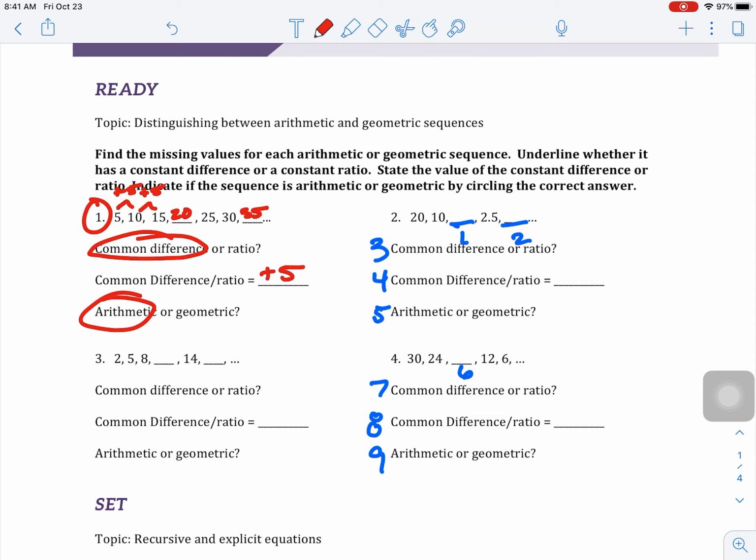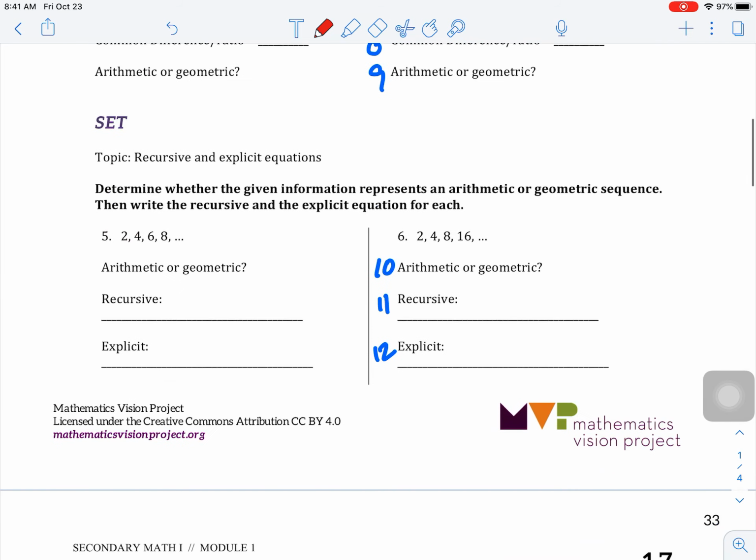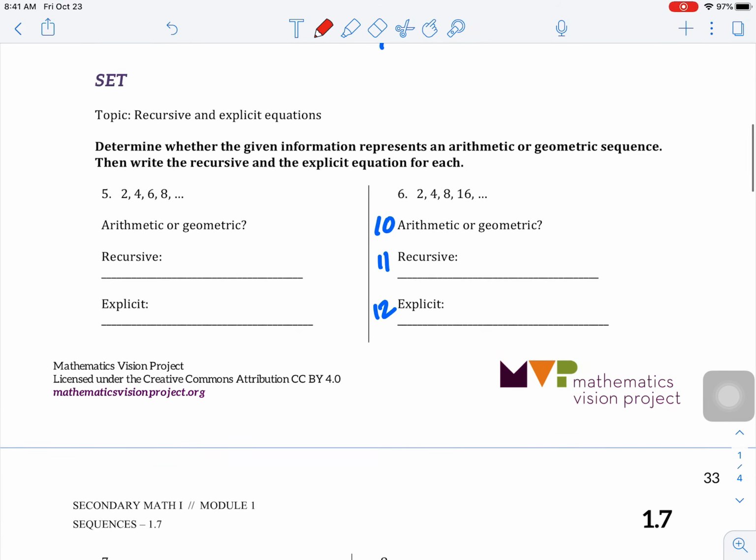And since it's adding, it's arithmetic. So all of these are just identifying the pattern, filling in the gaps, and then remembering that arithmetic sequences have a common difference and geometric sequences have a common ratio, and then write what that action is. So this is that action piece. So that's the first half. In the set, we're also doing some really great practice.